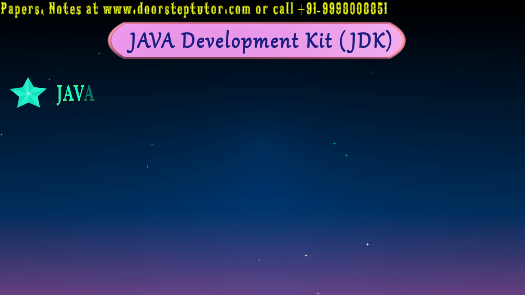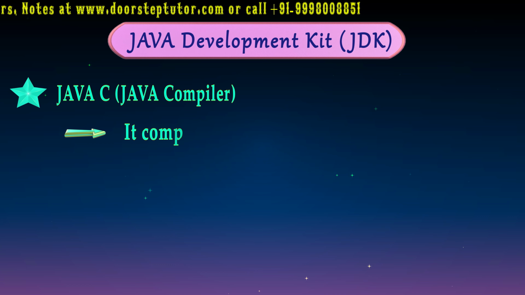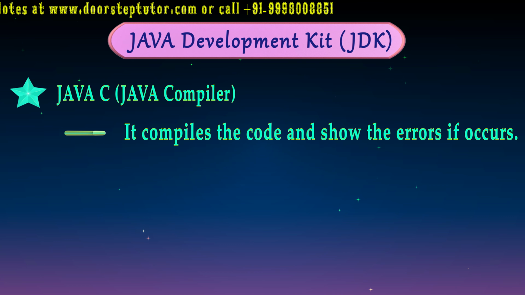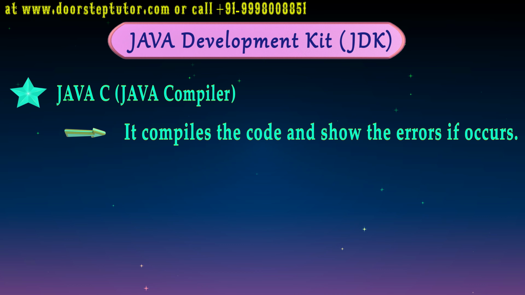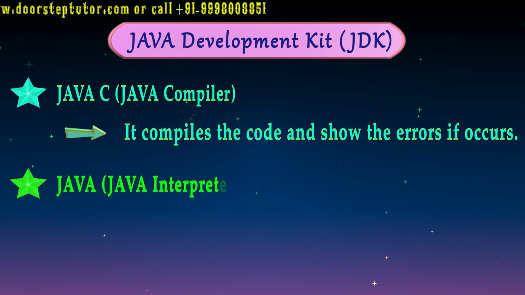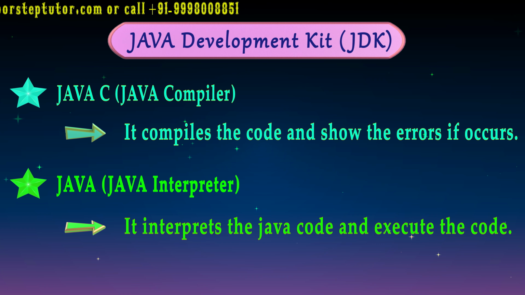The third point is javac. C represents here the Java compiler. It means that to execute, first we need to compile the program. So for the compilation purpose and to show the errors if they occur, javac is used. Next is the Java interpreter. It is just to run the code and provide us the final output.